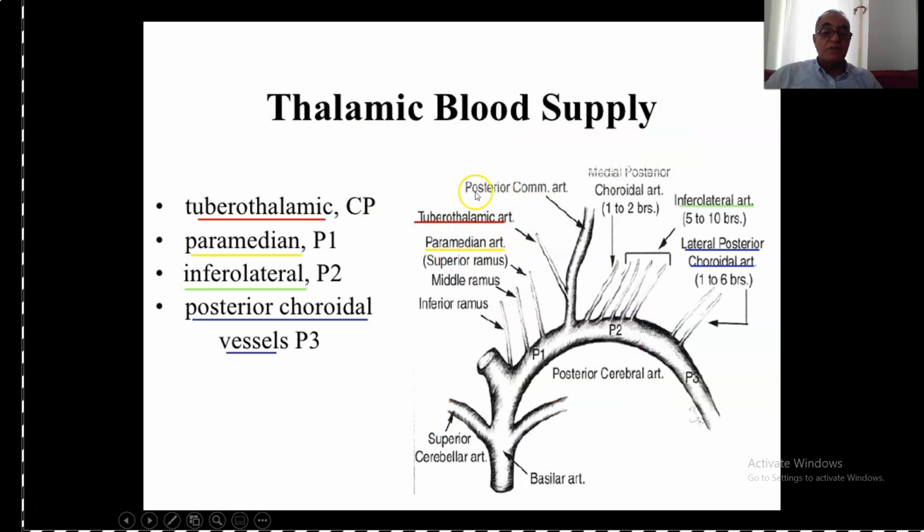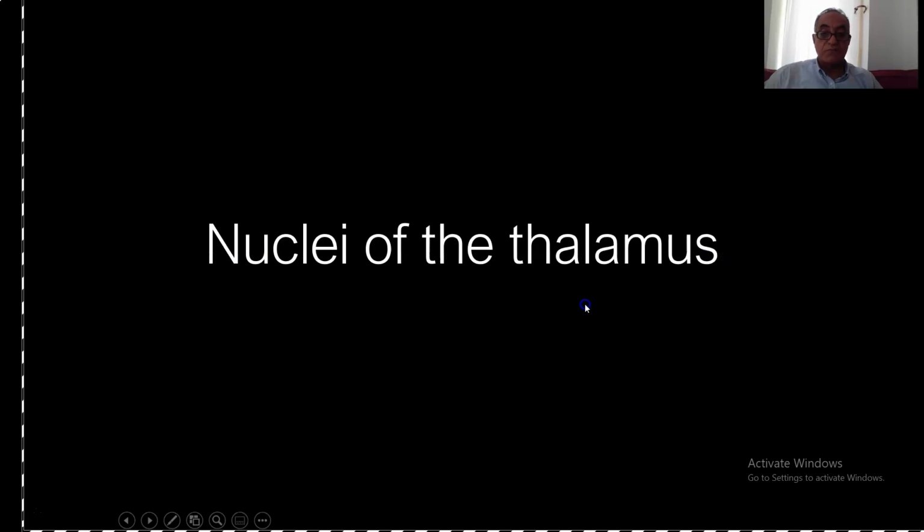The blood supply of the thalamus is mainly from perforators from the posterior communicating artery, what we call the tuberothalamic artery, as well as perforators from the P1 and P2 branches of the posterior cerebral artery, the P1 between the basilar and the posterior communicating, and the P2 is distal to the posterior communicating artery.